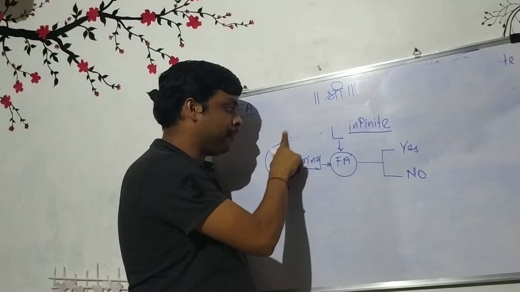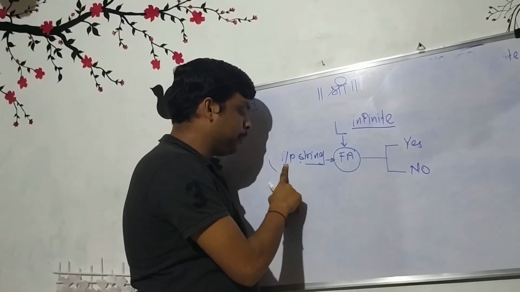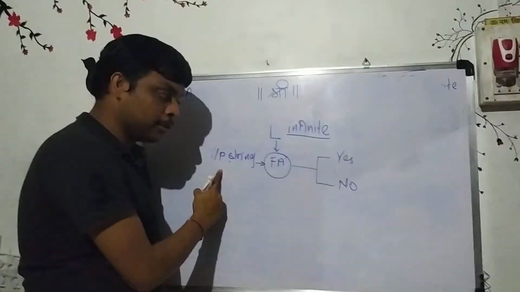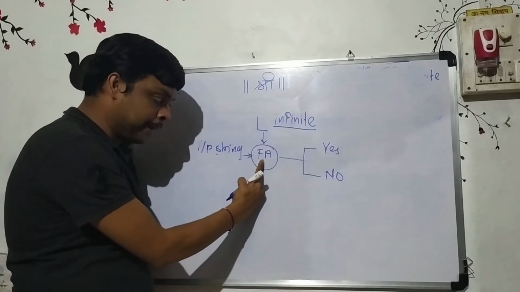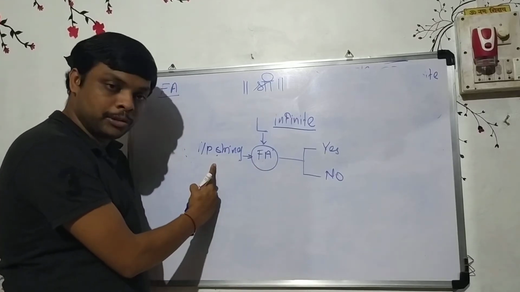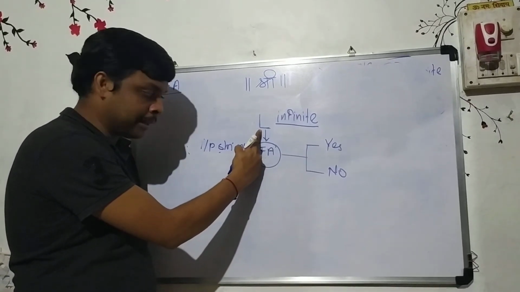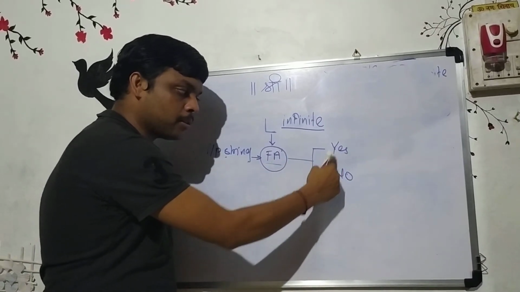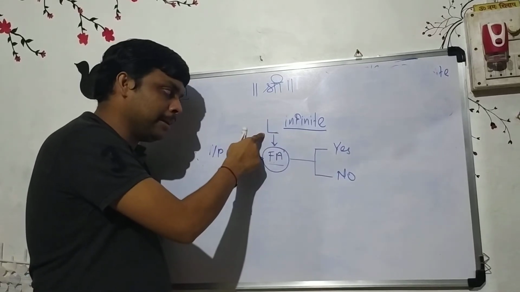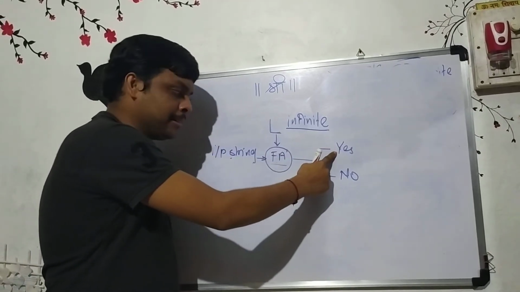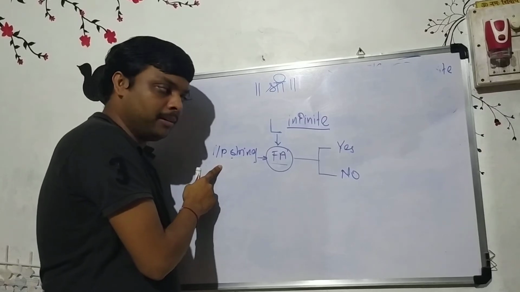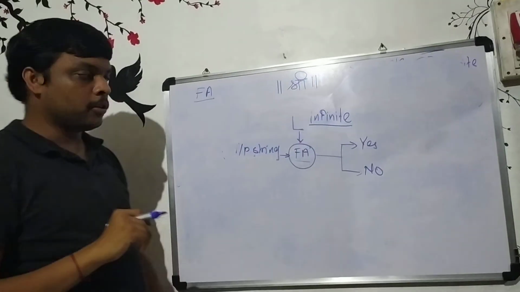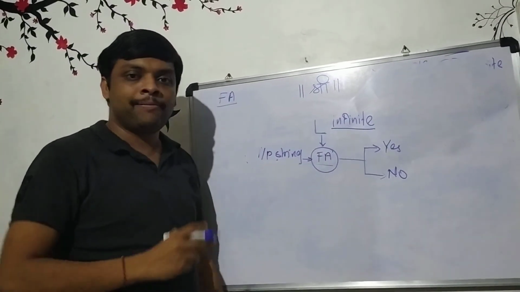What is the objective of finite automata? What will be the input given to finite automata? The first is the language, then the input string. What is the job of finite automata? It will check whether this input string is present in this language or not, and the output given by finite automata will be in terms of yes or no. If this input string is present in L, then it will give output as yes. Otherwise, if it is absent from the given language, it will give output as no. So this is all about the objective of finite automata.